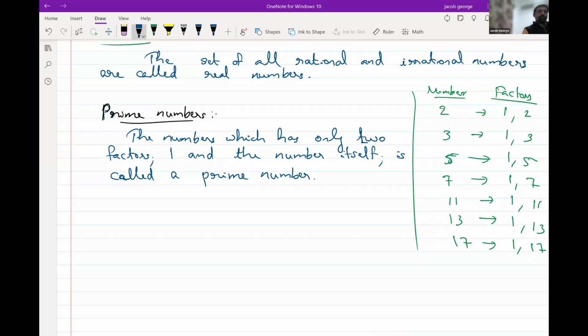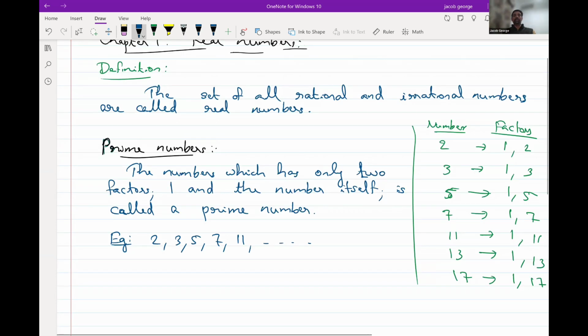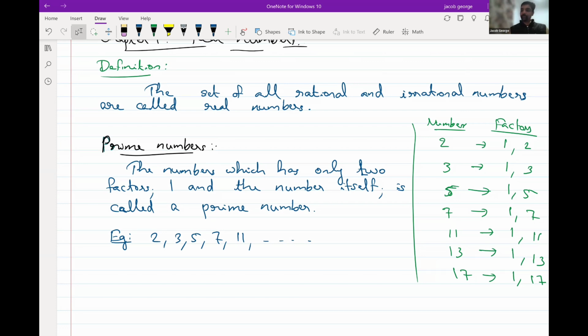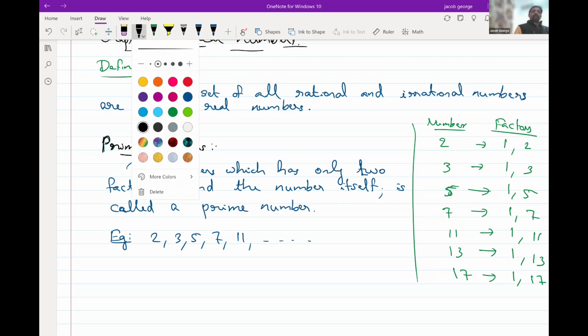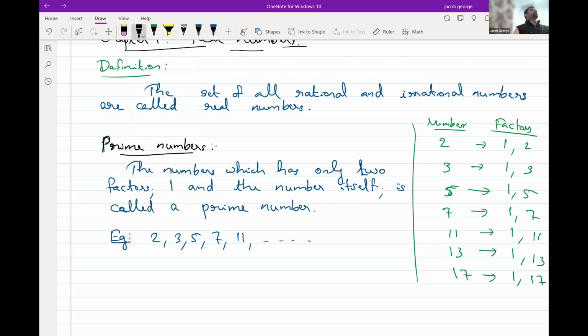Example: 2, 3, 5, 7, 11, etc. That is the example. Yes, did you write this one? Those who want to note down this one, you can write that in the refer space. Number and the factors I have written, okay, 1 and the number itself. Its clear explanation is there.